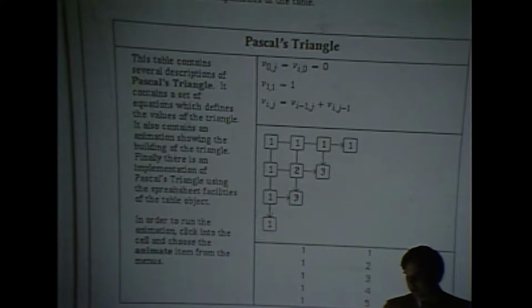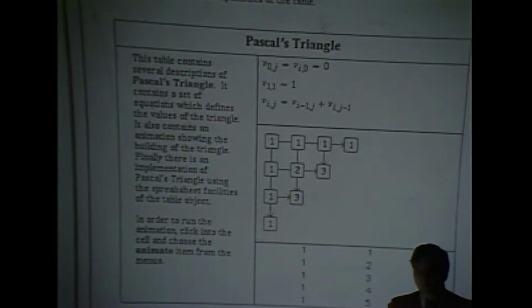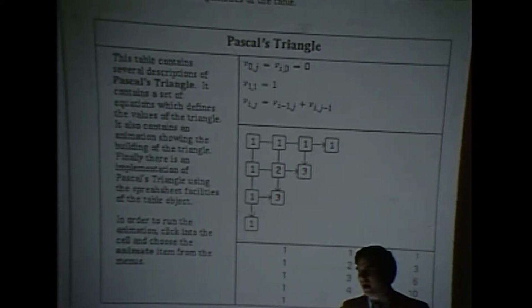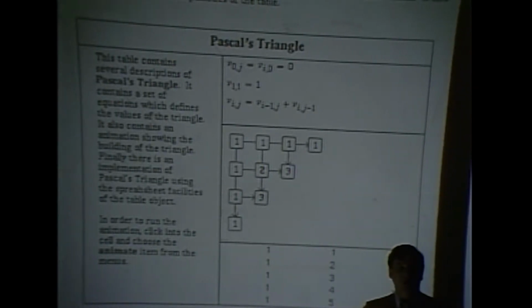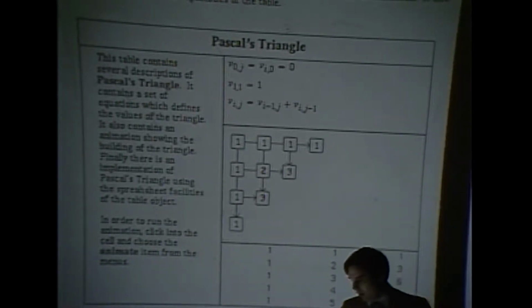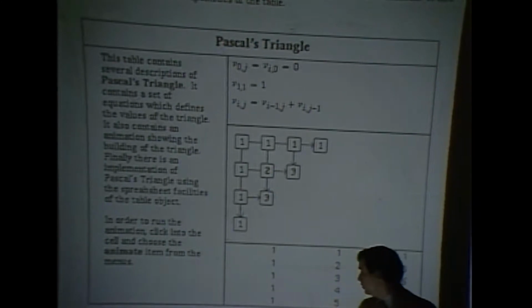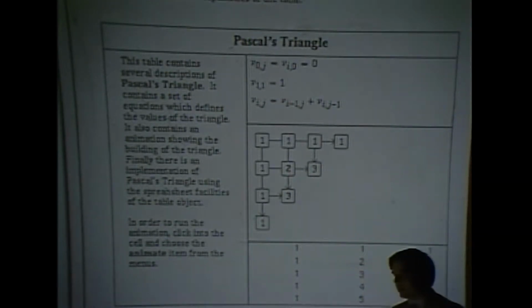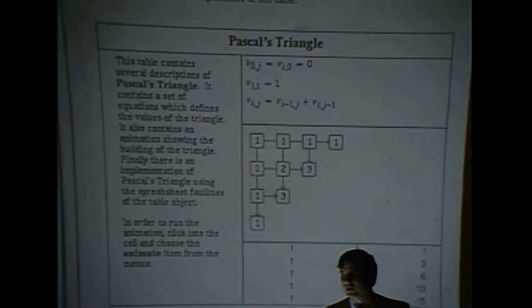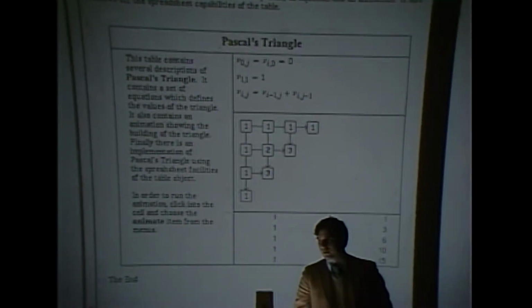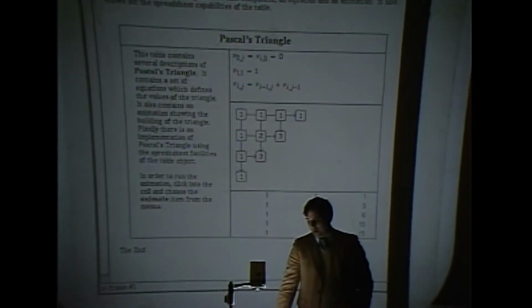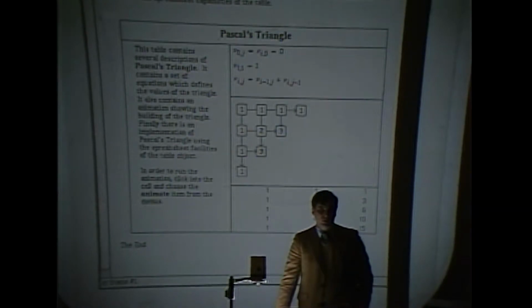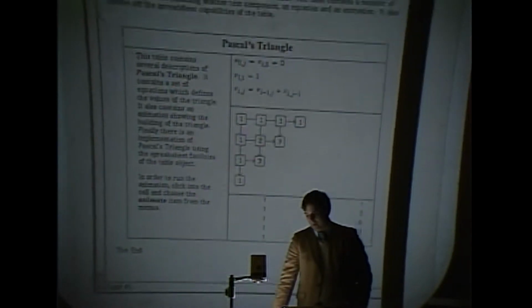The object over here is actually an animation inset. I can click in that area, I can tell it to animate, and it actually shows building Pascal's triangle on the fly. And finally, in the lower right-hand corner is a spreadsheet implementation of Pascal's triangle. The other thing with this slide is that we can basically arbitrarily nest insets within each other. So we have a table which contains various insets, which in itself is contained within text.